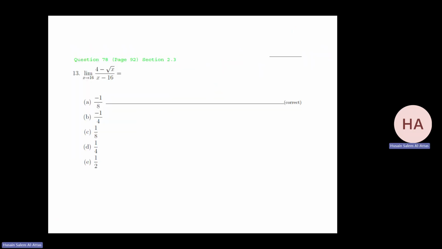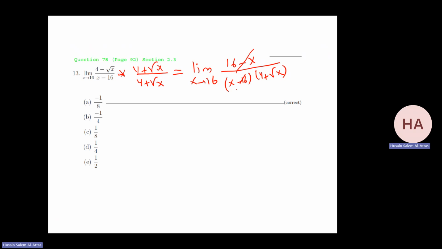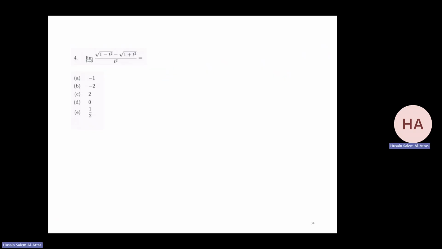The same thing here. I need to rationalize it. This is, by the way, from the book. That will be the limit as x goes to 16 of 16 minus x over x minus 16 over 4 plus square root of x. Cancel this with this. I'm getting minus 1. So it will be minus 1 over 8, 4 plus 4, the square root of 16. Yes, the same thing.